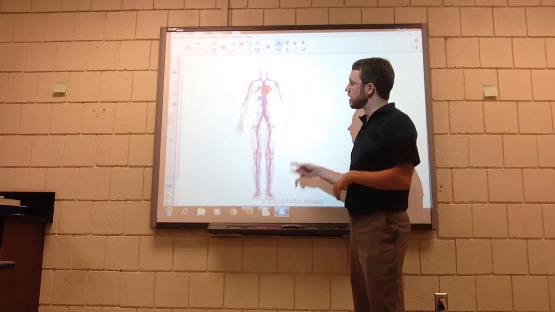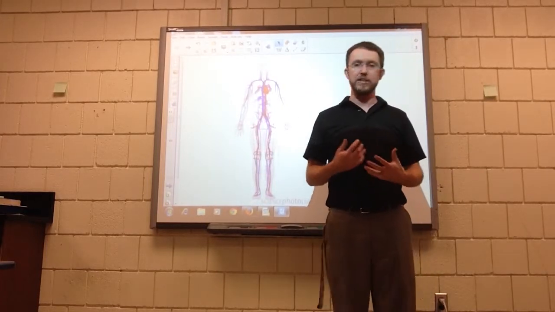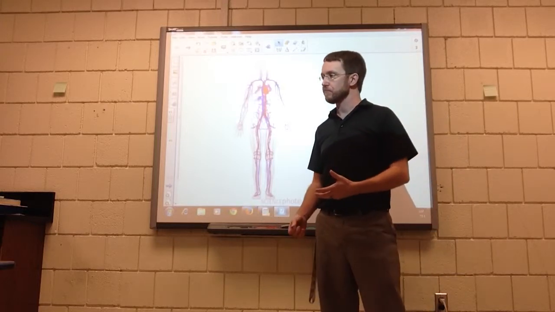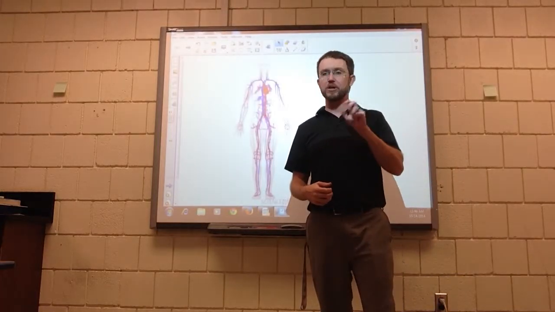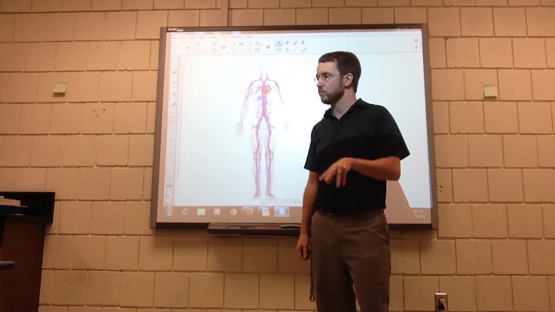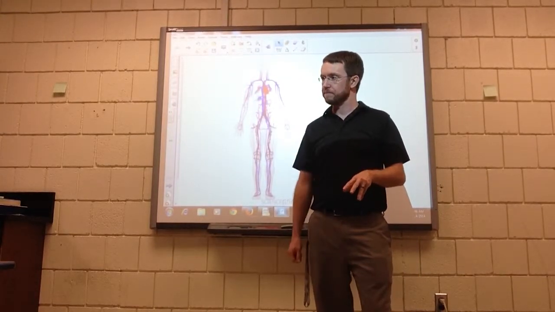Now, when you see them in diagrams like this, they do something here. They color code them so you can tell the difference. Okay? The ones that are in red are arteries. Arteries carry blood away from the heart to the body. And why is it going out to the body? What's the purpose? Give oxygen to all the cells.